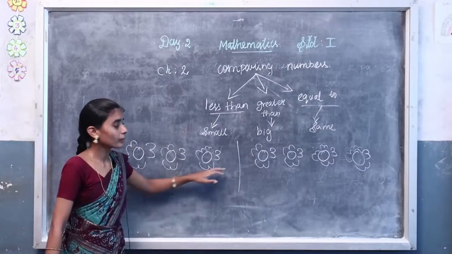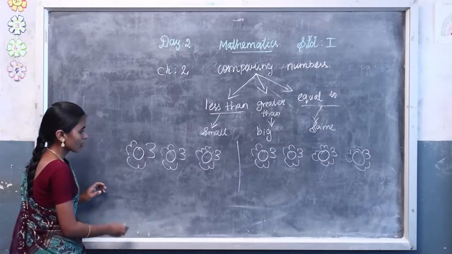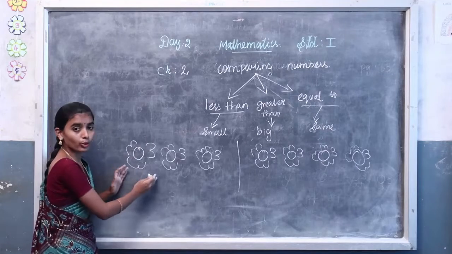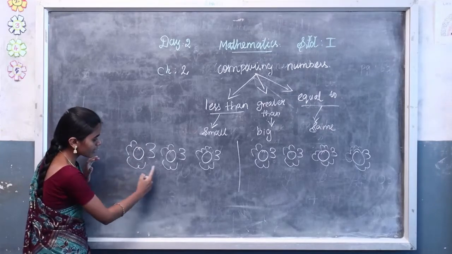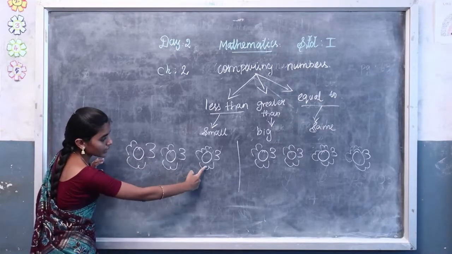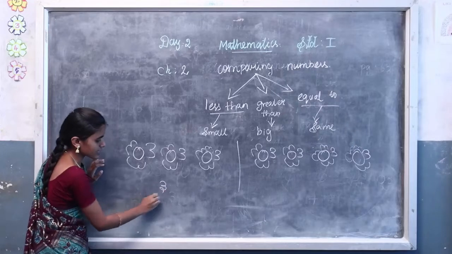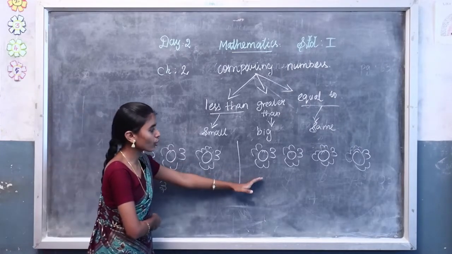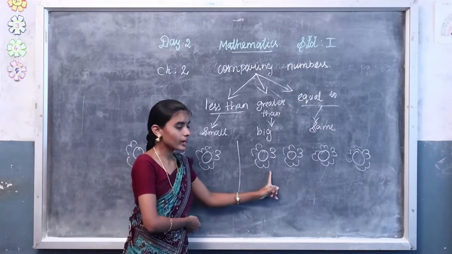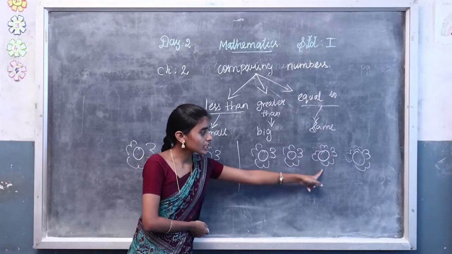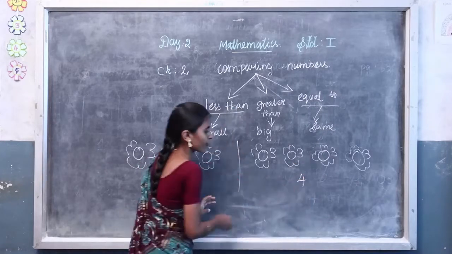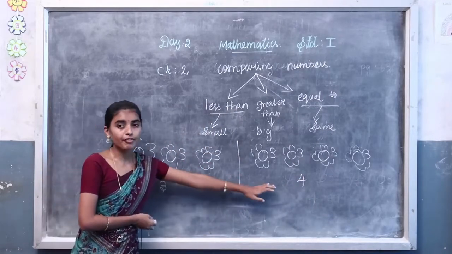Okay, this is one group, that is the other group. For comparing the numbers, we have to count first. So, count the numbers first, 1, 2 and 3. Here are 3 flowers. And see the second group, count the flowers, 1, 2, 3, 4. There are 4 flowers. 3 flowers and 4 flowers.